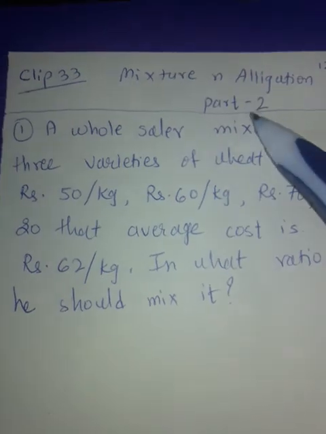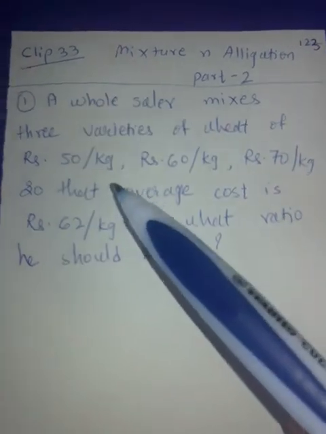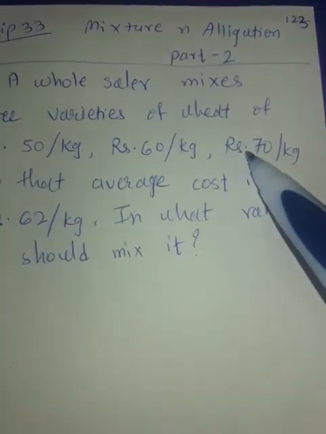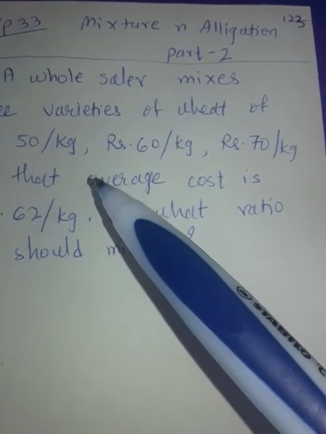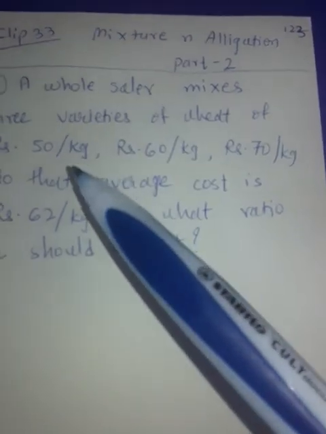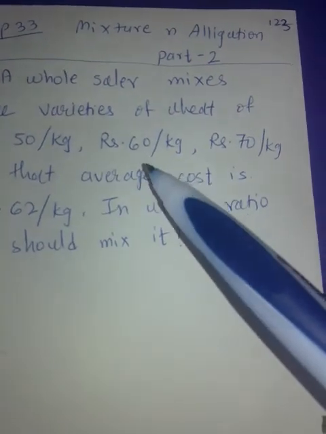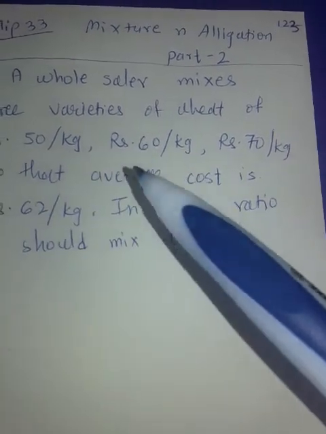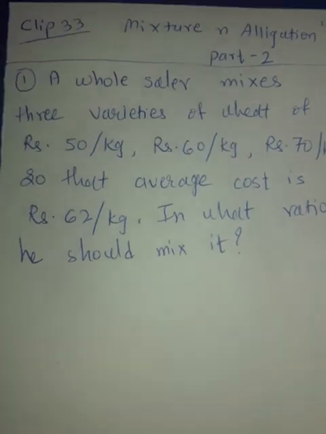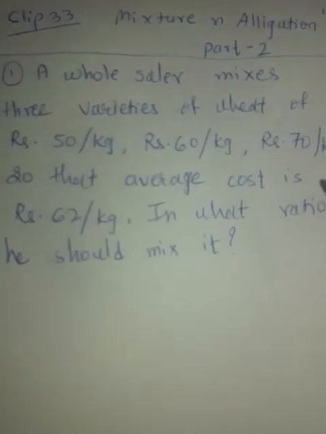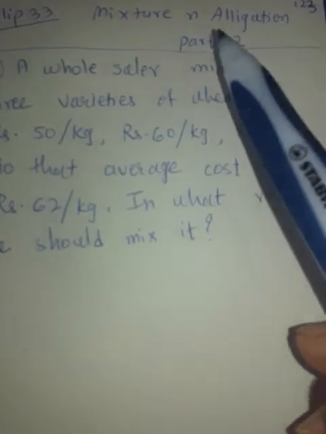In next part, that is part 2, we are going to solve problem when there are 3 objects. In this part 1, we solved when there are 2 objects and how we find that ratio. Now we are next time going to find how 3 objects are mixed and how to find that ratio, and also we are going to see other applications of alligation rule in part 2.